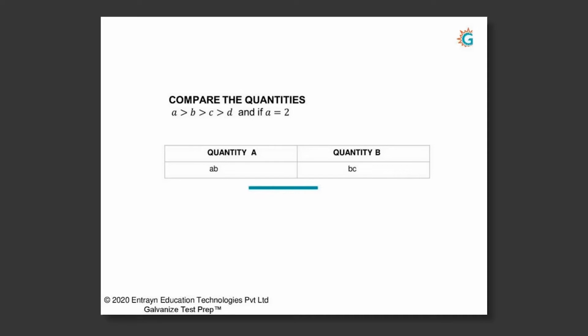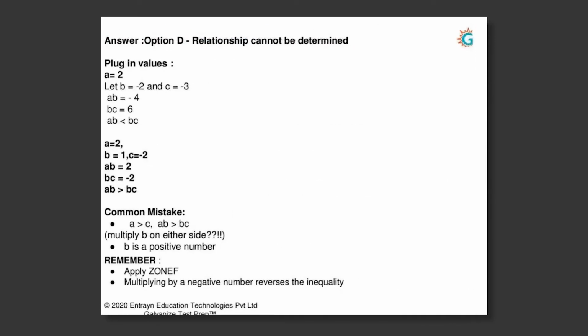So why is it so? What is the mistake that you people have committed? Let's look at it. As I told you, we just saw something called ZoneF. We found out that it's given that A is greater than C. Just now I told you that B need not be positive, right? So if A is greater than C, and you multiply by B, if B is negative, then AB is less than BC, that is, quantity A is less than quantity B.